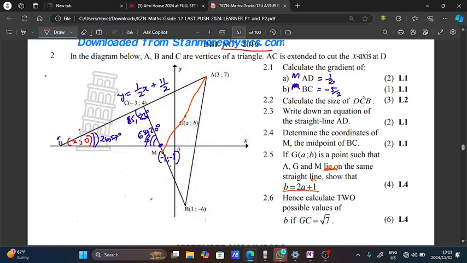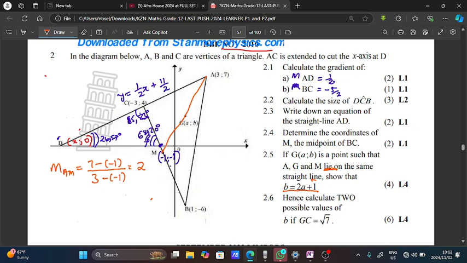Okay. So now let's find the gradient of what? We can find the gradient of AM. You must work out the gradient of AM. It will give us a number. Let's start with the y's. It will be 7 minus into minus 1 over 3 minus into minus 1. What will be the answer? 8 over 4. That will be 2.